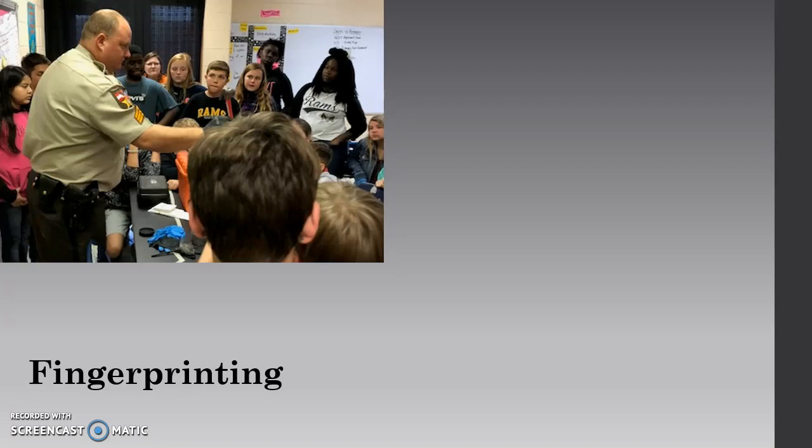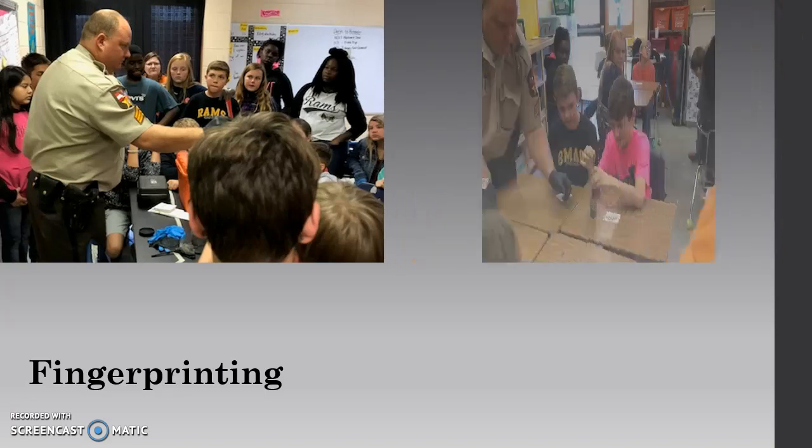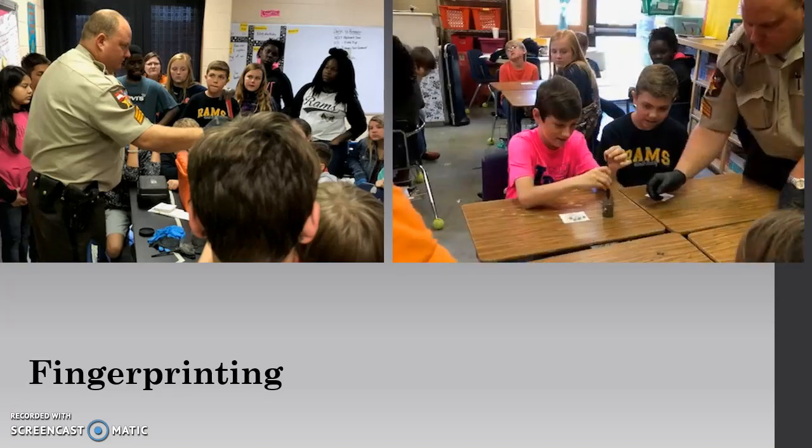A local law enforcement officer came to demonstrate how to take fingerprints. He demonstrated several ways, allowing students to take their own fingerprints and then lifting the actual fingerprint off the murder weapon. They discussed different types of evidence and the importance of keeping track of all of it. Students then created a Google Form to input evidence that had been collected.